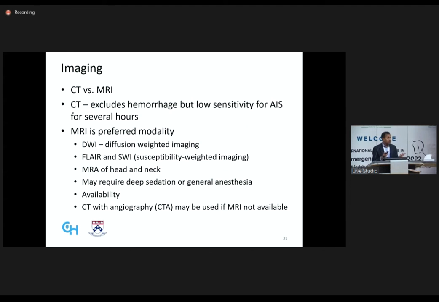So the advantage of CT is that it is quick. You can get it right away. It only takes a minute of exposure time. But remember that it'll exclude hemorrhage. If it's a hemorrhagic stroke, you will see it on the CT.